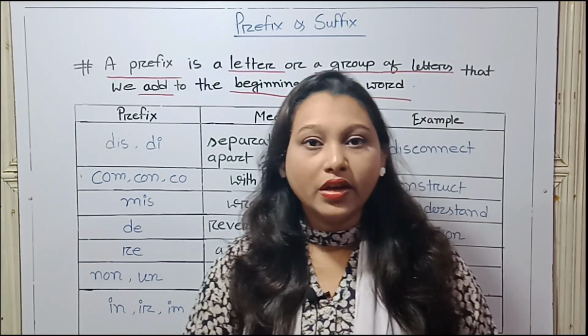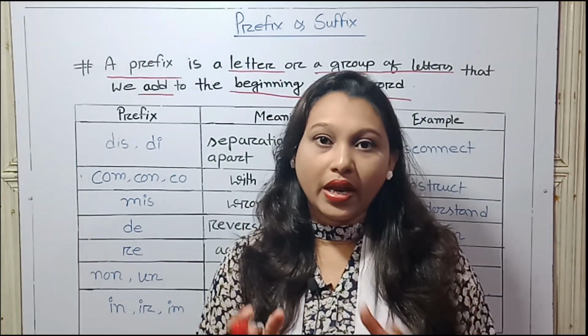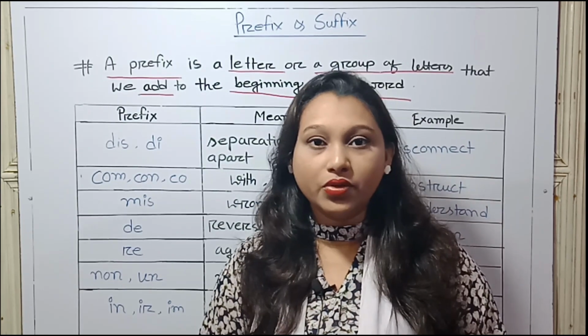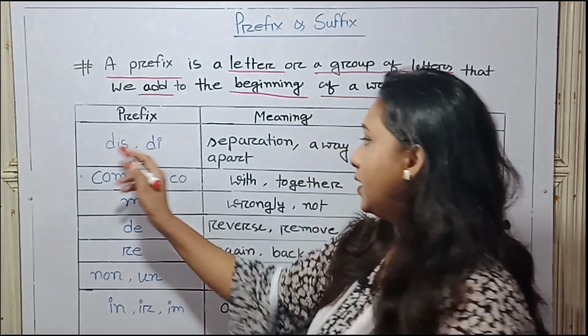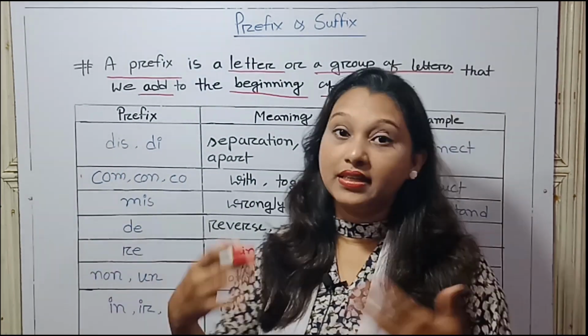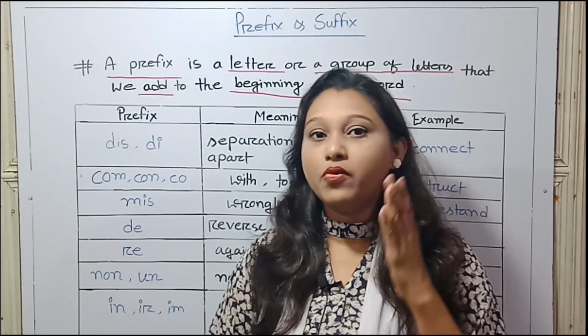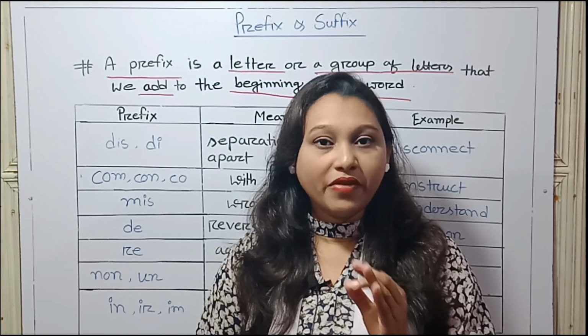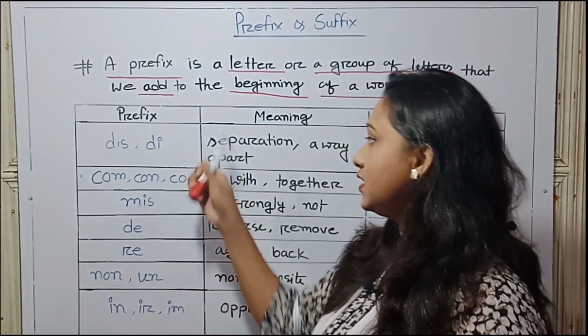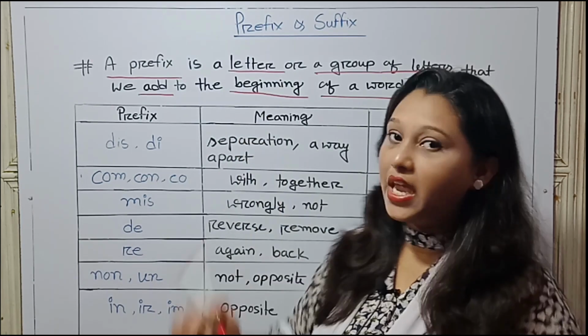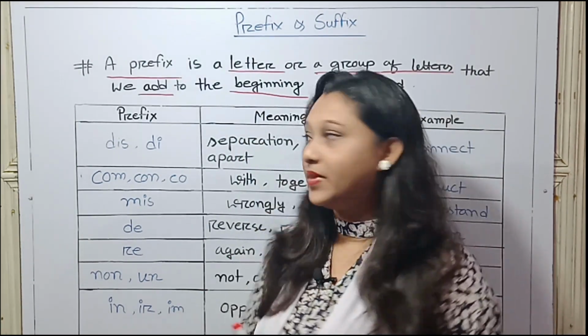So when you find a root word and before the root word you use something like dis, com, this is actually a prefix. So remember, when you are using a prefix, you have to add this type of prefix at the beginning of your root words.